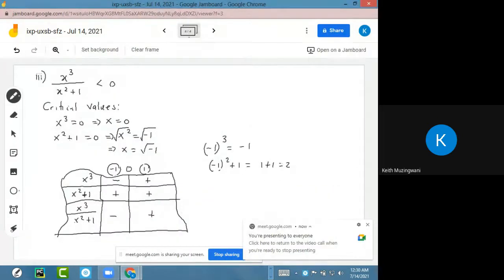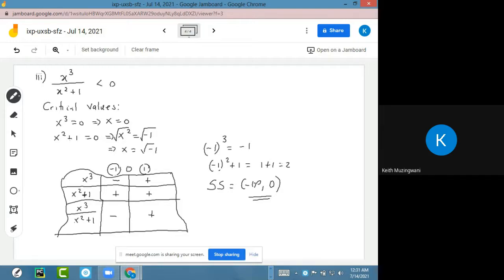So this means that since we have less than, our solution set should be from negative infinity all the way up to 0, not including 0. So it's possible also that even if we have a numerator and a denominator, one of them can fail to give us any critical value. So forget about it in terms of critical values and move with the one that gives us critical values. Do the testing and get the required data.